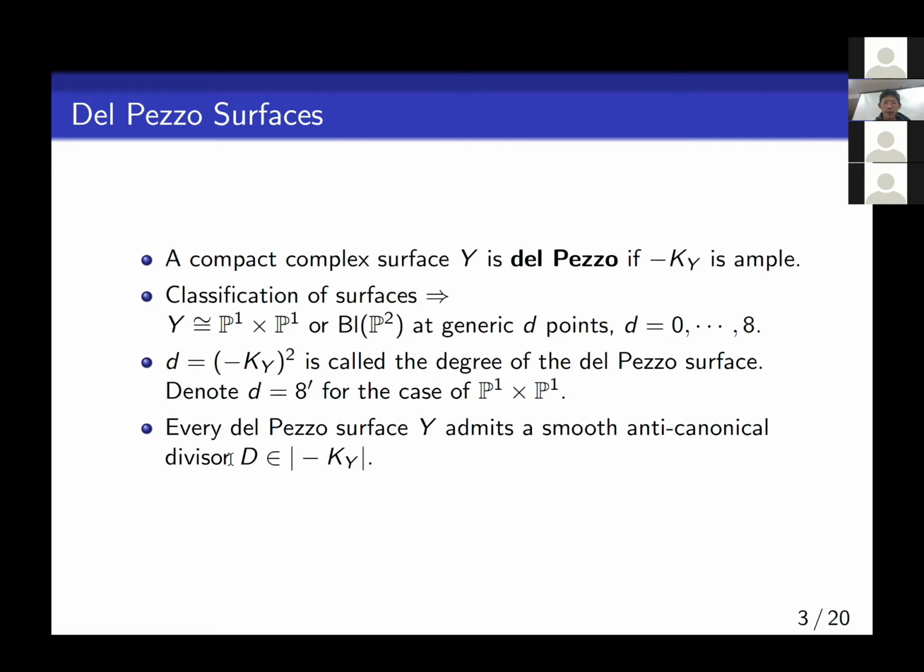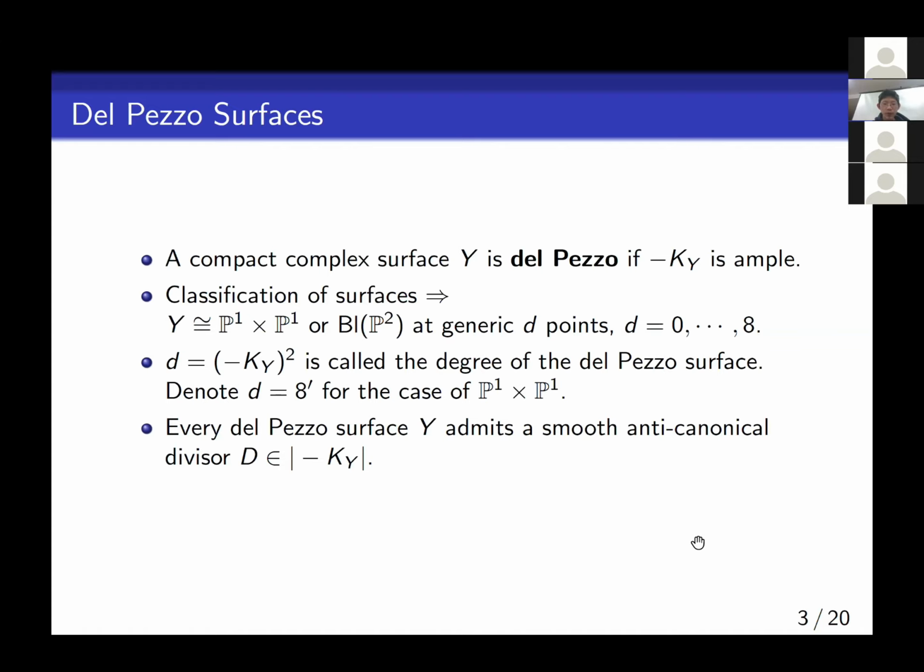So you can see that the degree will vary from 0 to 8. Apparently that's wrong, so degree from 1 to 9. And when the degree is 8, there are 2 del Pezzo surfaces. One is P1 times P1, and the other one is the Hirzebruch surface F1.